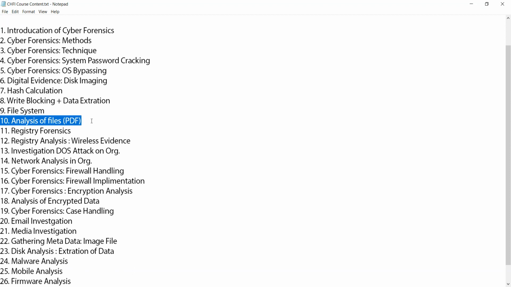Sometimes investigators face a problem where the cyber criminal sends malware bound to a PDF file. Once the person runs that PDF file, the malware is injected into that particular system. So you need to trace out the malware which is bound to that PDF file. This is the procedure we are going to discuss in the malware analysis procedure.